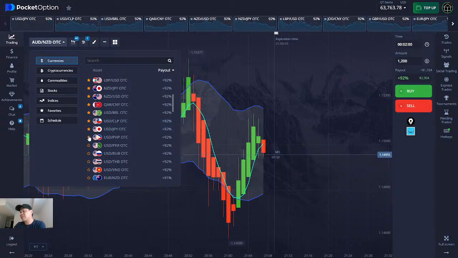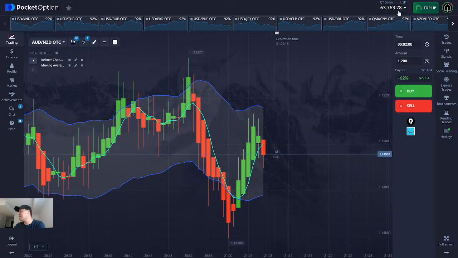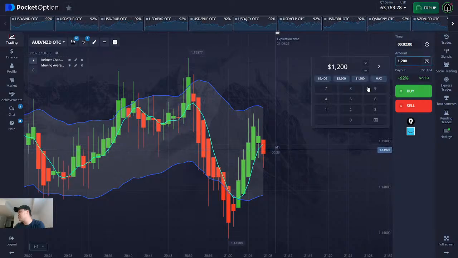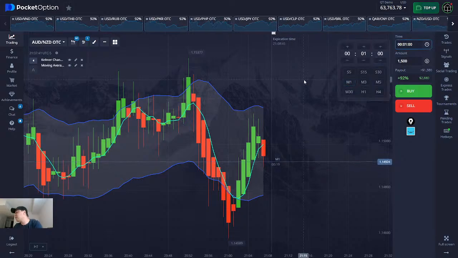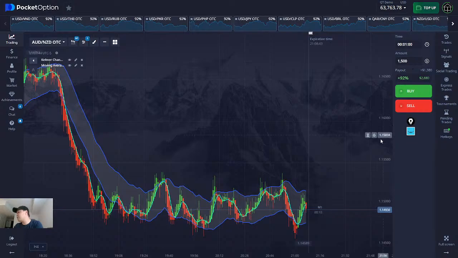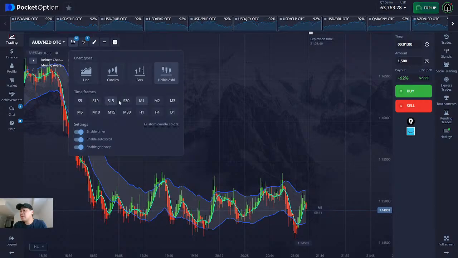So I treat my demo account the same way I treat my real account. And part of this is, imagine this is $63. It's just the same thing, right? So before I was using what, 1.5. All right, let's go $1,500, right? It's the same thing. I'll change it for a minute. Same everything. So let's try one. I use 30 seconds.